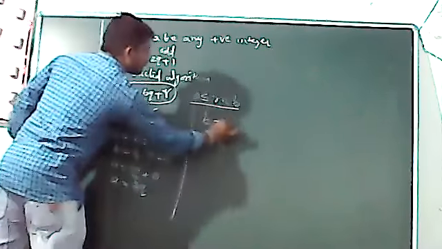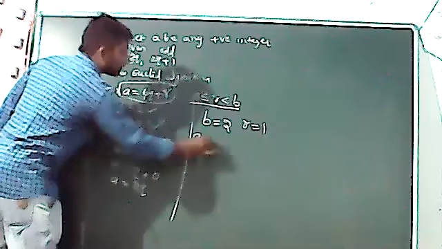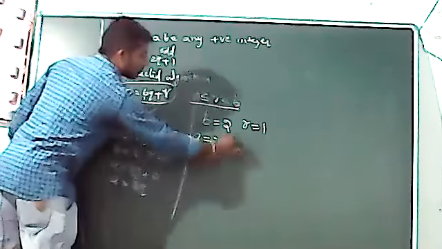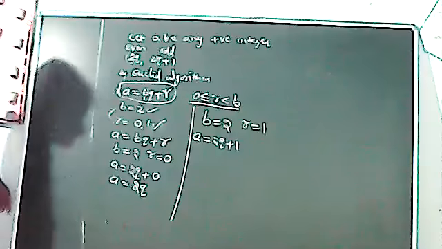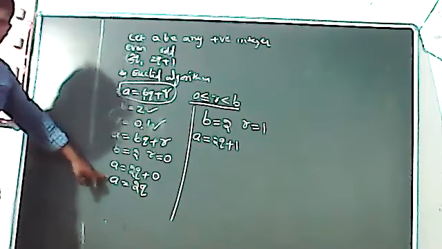Next, B is equal to 2. Now the R value we are taking is 1. Substituting this value in the Euclid algorithm, A is equal to 2Q plus 1. So what is given in the problem, we are getting. So every even positive integer is in the form of 2Q.